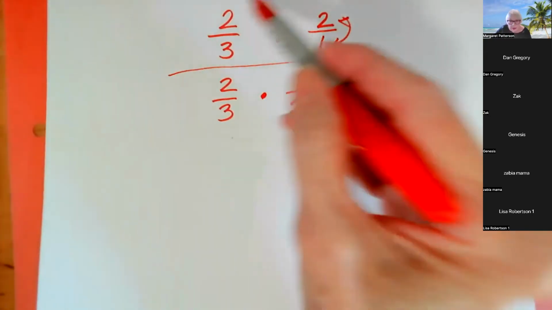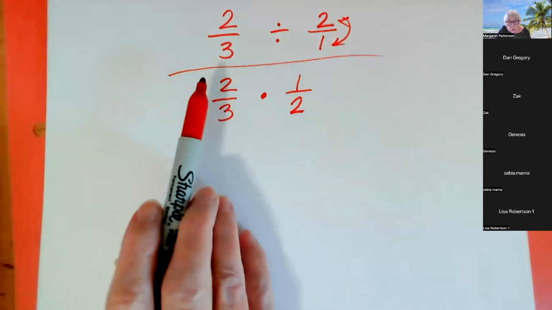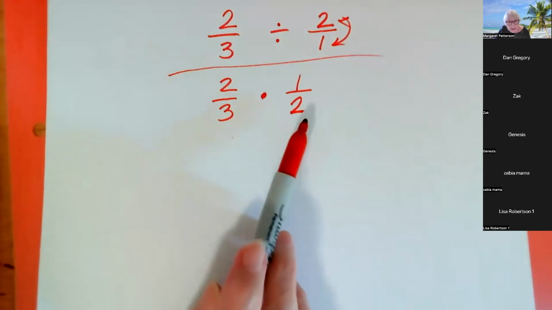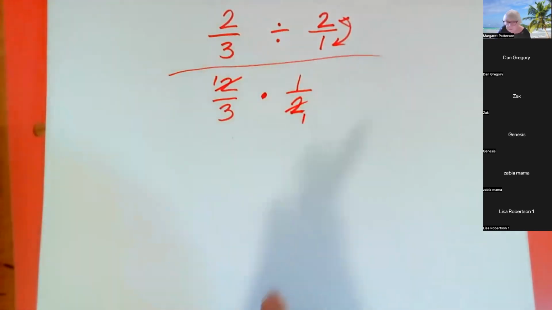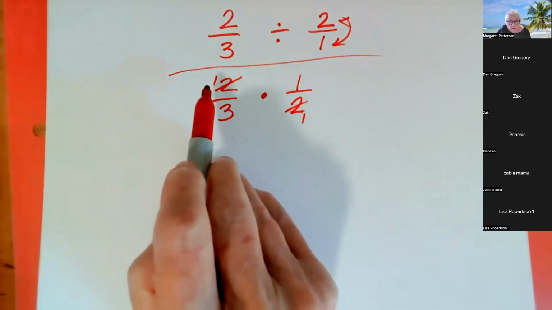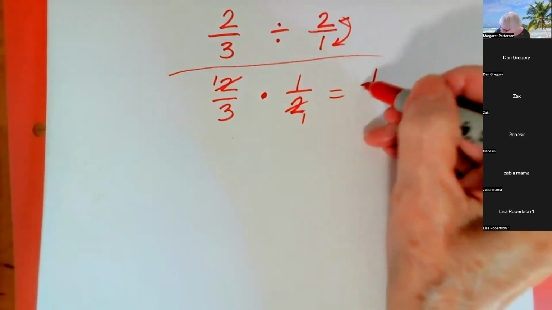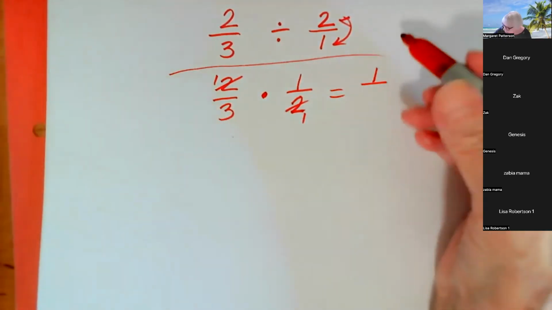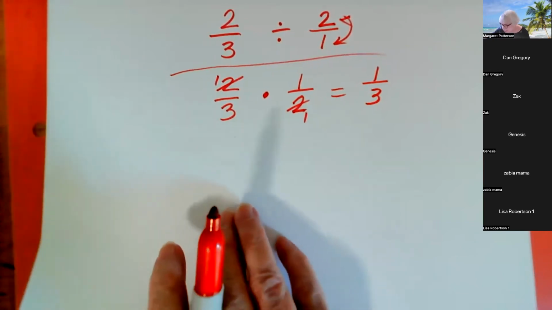Now it's as if this never existed and you're focused right here. You look to see if there's something I can take out. And I can definitely take out those 2s. Everybody happy with that? And when I replace them with 1, that's 1 times 1 is 1. And 3 times 1 is 3. And that would be your final answer. Okay, so it's not that bad.